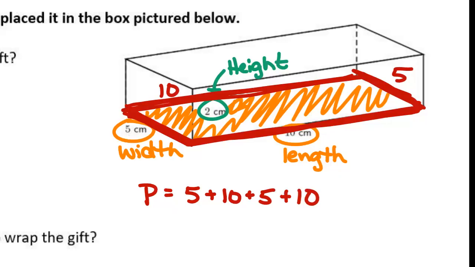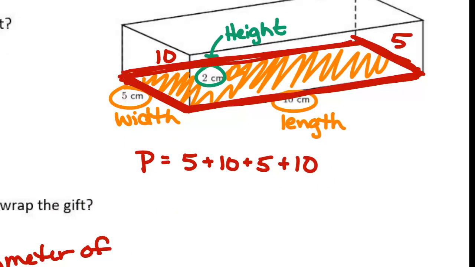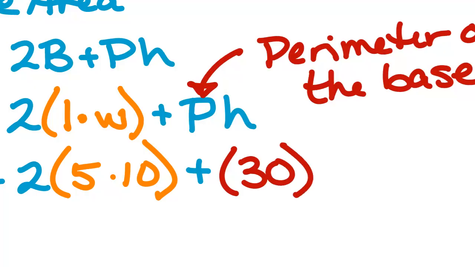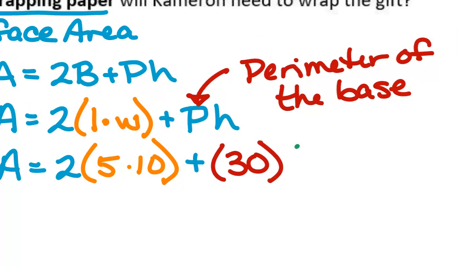We didn't go up the height at all. Now, if you had looked at this as the base, then that's what you would be finding the perimeter of. What is 5 plus 10 plus 5 plus 10? 30. So the perimeter that we're going to use here is 30 centimeters times the height, which is what? Height is 2.